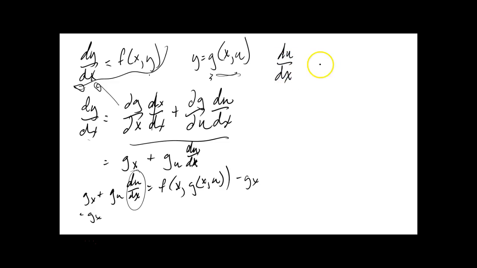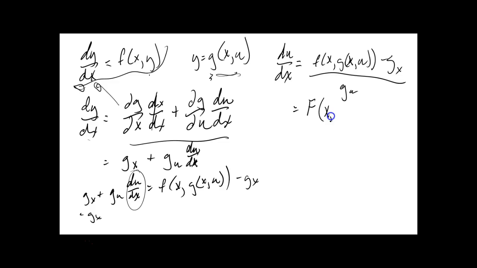Here's your new differential equation, and doesn't this look so much easier? f of x, g of x, u minus g sub x, the partial of g with respect to x, divided by the partial of g with respect to u. Oh yeah, that looks so much easier. But perhaps these things are easier to calculate than what they were before. We'll see. Now, that can be shorthanded to be some other function, we'll call it a capital F, of x and u alone, not x and y.